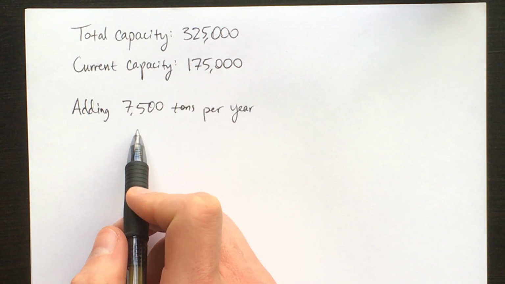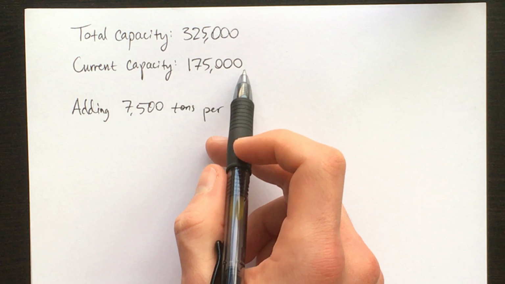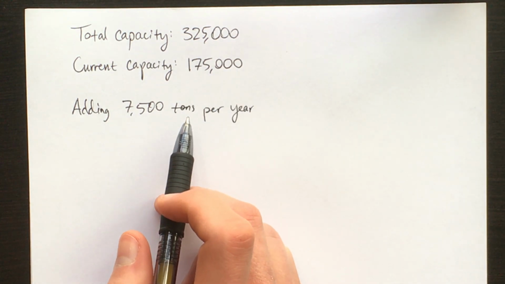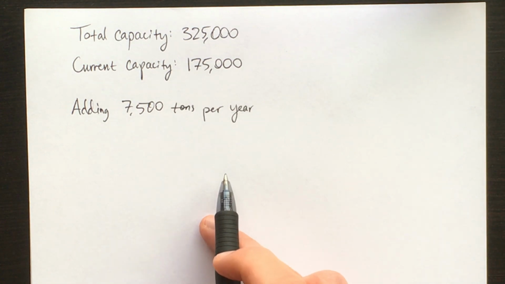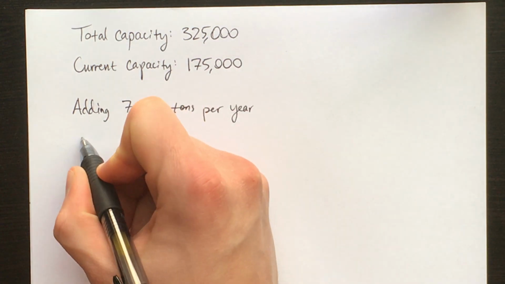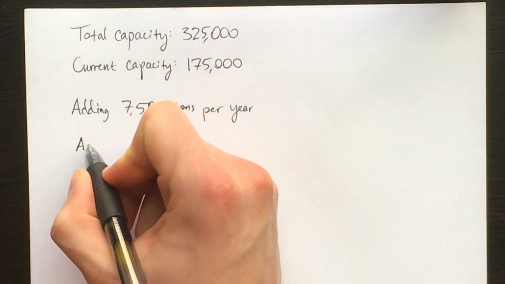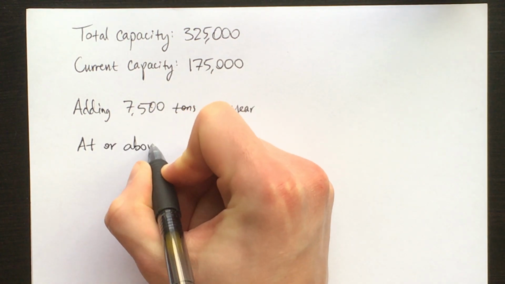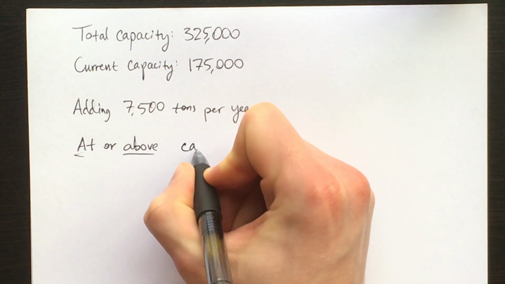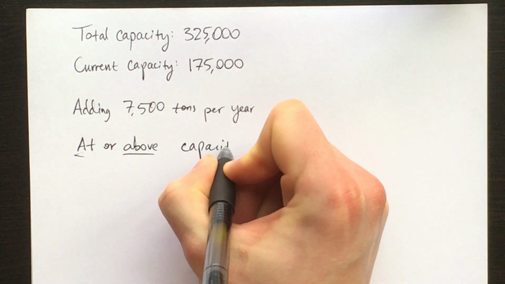So if y represents the time in years after 2000, which of the following inequalities describes the set of years where the landfill is at or above capacity? So that's very important. We're looking where it's basically already full or overfilling. So at or above capacity.